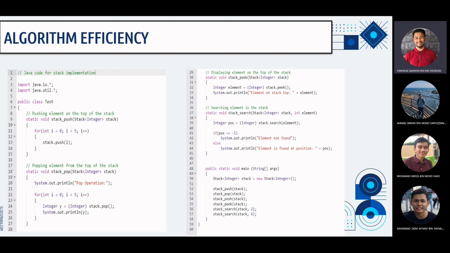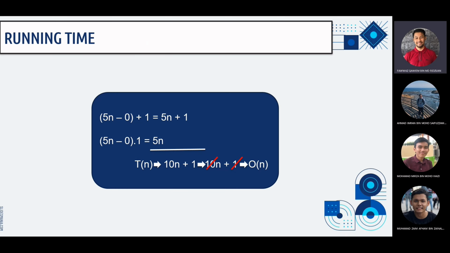Okay, for the 3I, this is the coding of text that we found on the internet. Okay, next. So this is the running time for the algorithm that we found in coding.